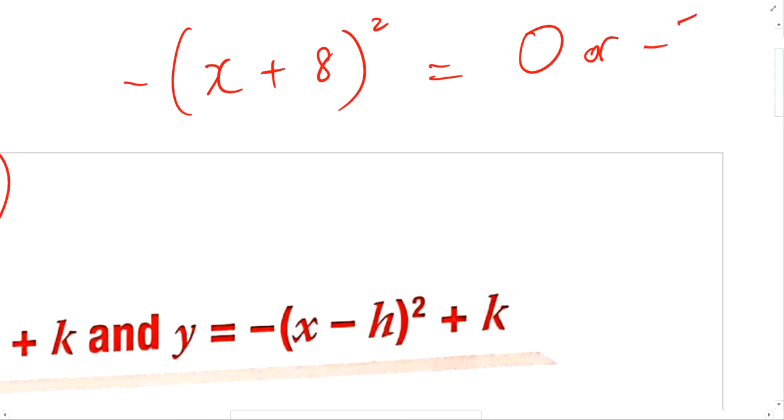Negative 5. Is this actually possible? Let's think about it. Negative x plus 8 squared equals negative 5. Possible or not? Can? How? What should we do? How to solve? Square root a negative number? Shall we do that? Okay, what should we do? Bring the negative over, times negative. Bring the negative over, right?